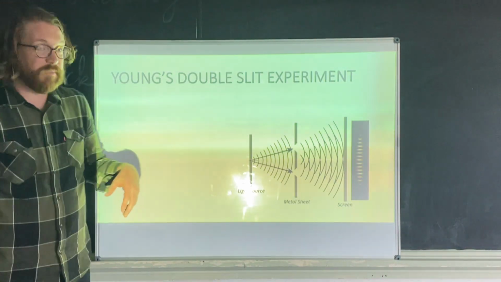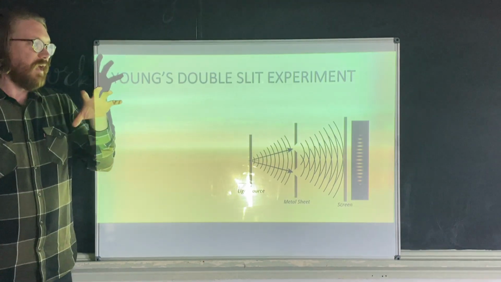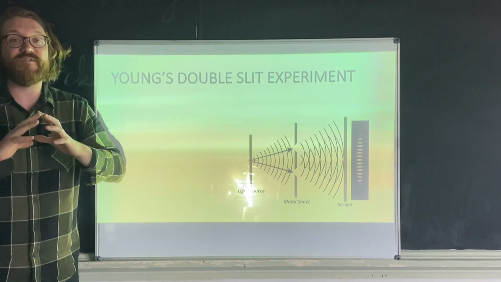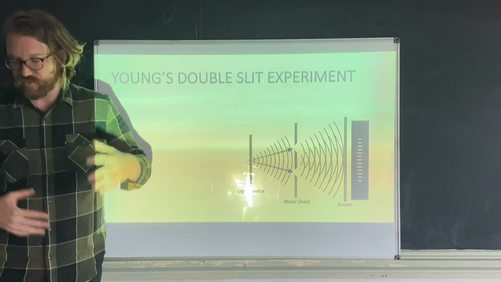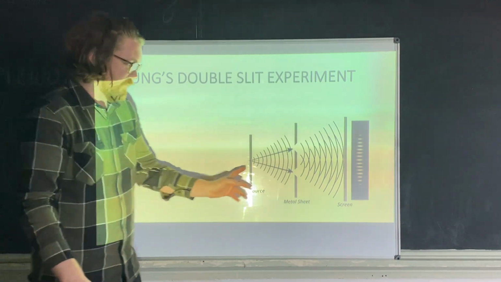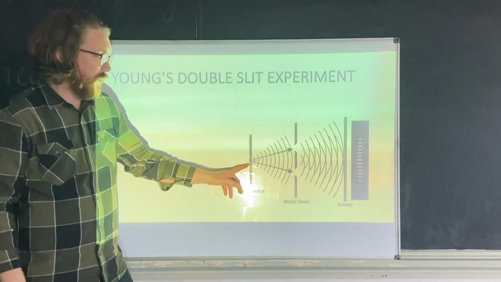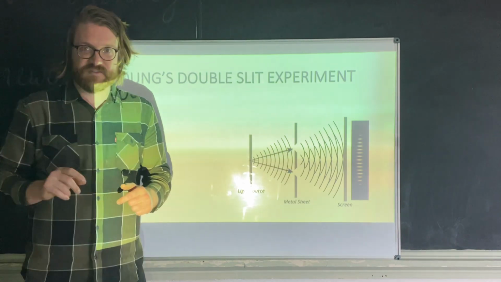And a gentleman by the name of Young, Thomas Young, I believe is his first name, he realized this a while back, and this had profound implications on science. So his experiment was really simple. What he did was he had a light source, which was back then a candle, and he had a little tiny piece of metal that had two openings in it.